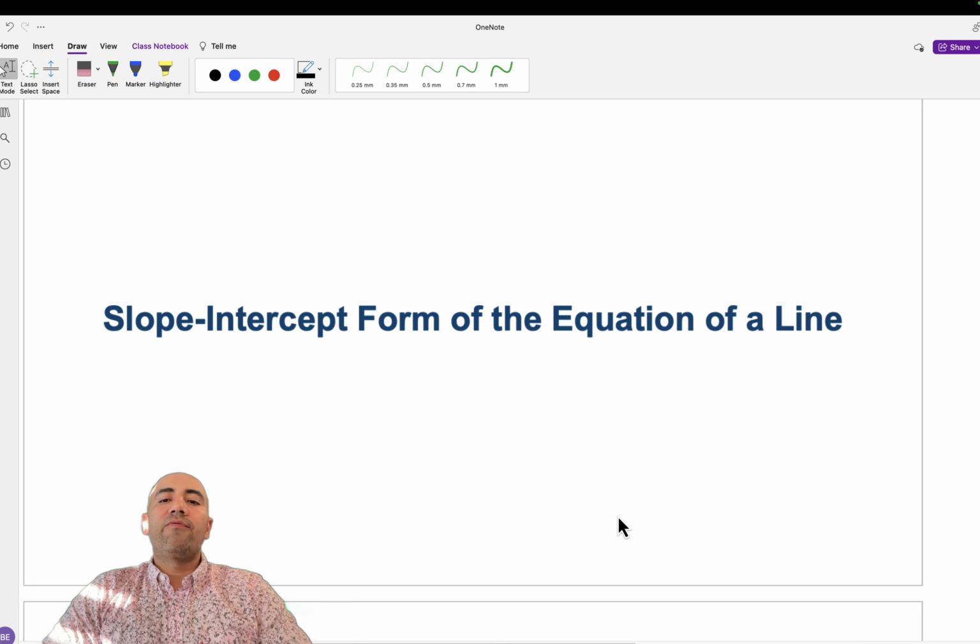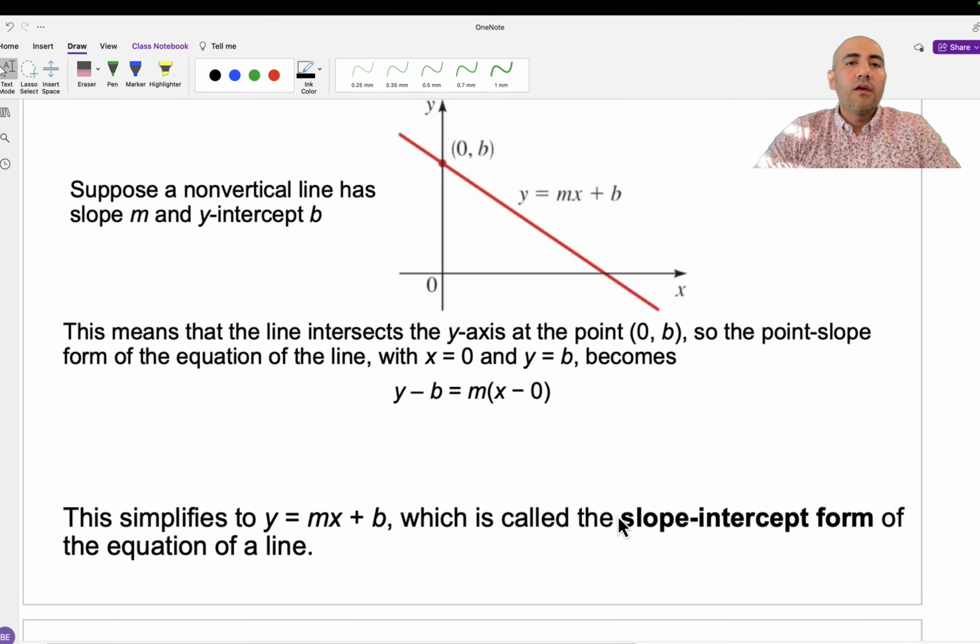Okay, the slope-intercept form of the equation of a line. Suppose that a non-vertical line has slope m and y-intercept b, such as in this picture. Notice that the y-intercept is the point where the line crosses the y-axis, so that would be (0, b). And it has slope m, okay? This means that the line intersects the y-axis at point (0, b).